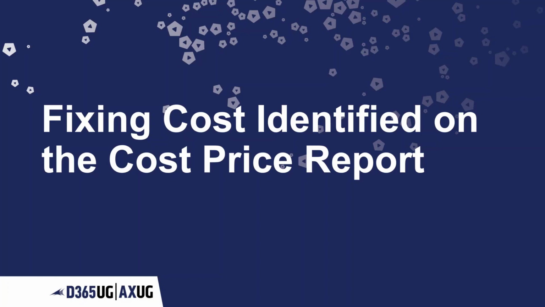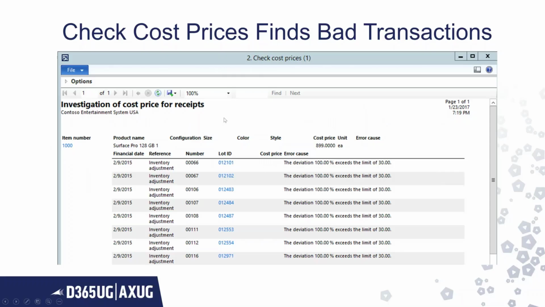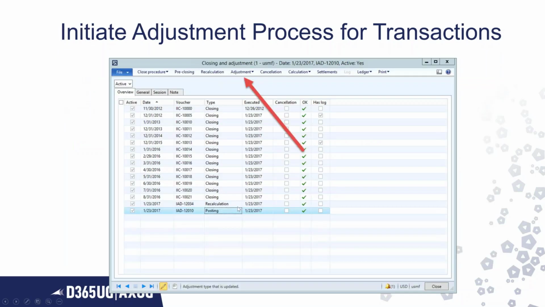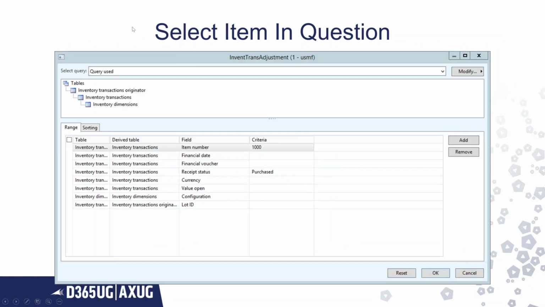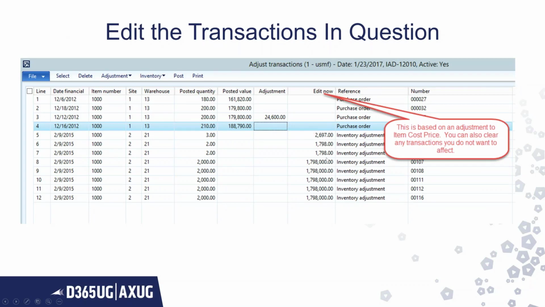So now I'm going to go through a real life example, how I would actually look at the cost price report and then go through and make the adjustment before I did my inventory close. Fixed cost prices. So we see this effectively has a deviation of more than 100%. So there's something wrong. So I'd seek to do an adjustment. What I do is select item 100 in this case. The edit now field is where, based on my adjustment type, it's going to put what the adjustment's going to be. And you'll kind of notice that these are more representative than these. So these obviously got posted incorrectly.